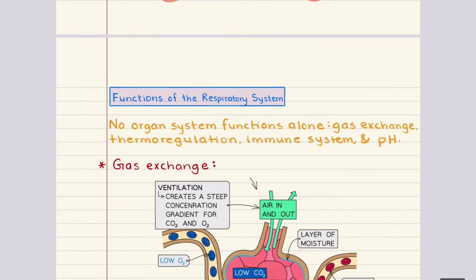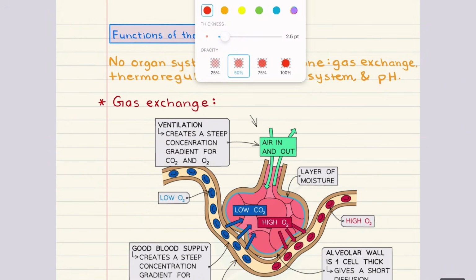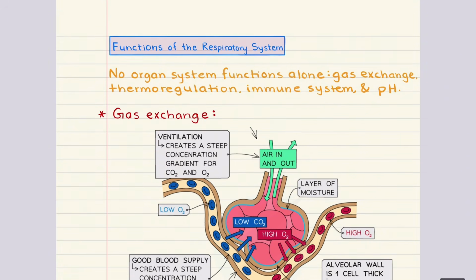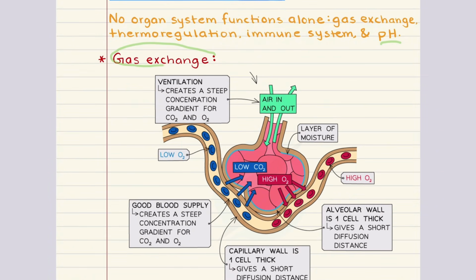We have now completed objective 1, and we can move into objective 2, which is about functions of the respiratory system. The respiratory system doesn't just move air in and out. It performs several other essential functions that help maintain homeostasis. These include gas exchange, thermal regulation, immune defense, and pH control. We're going to start with discussing gas exchange first.